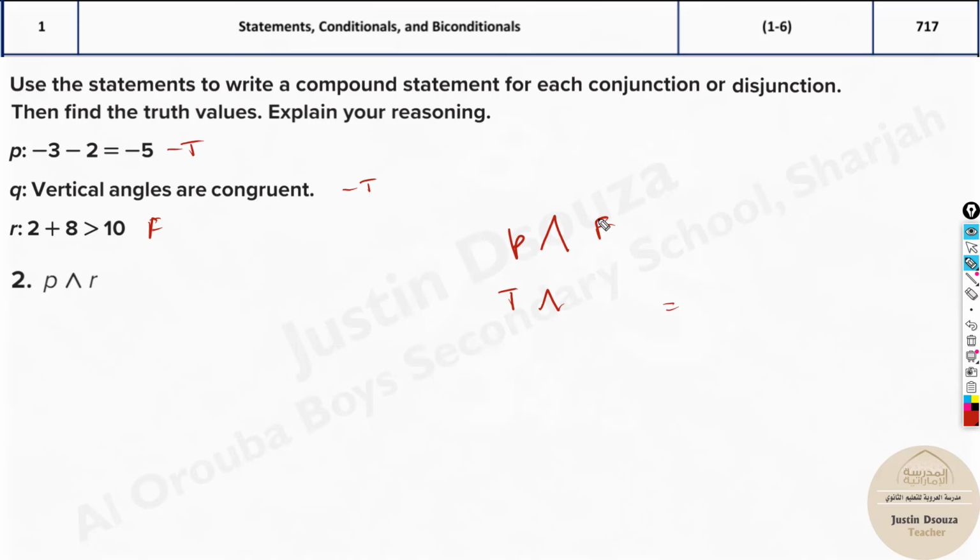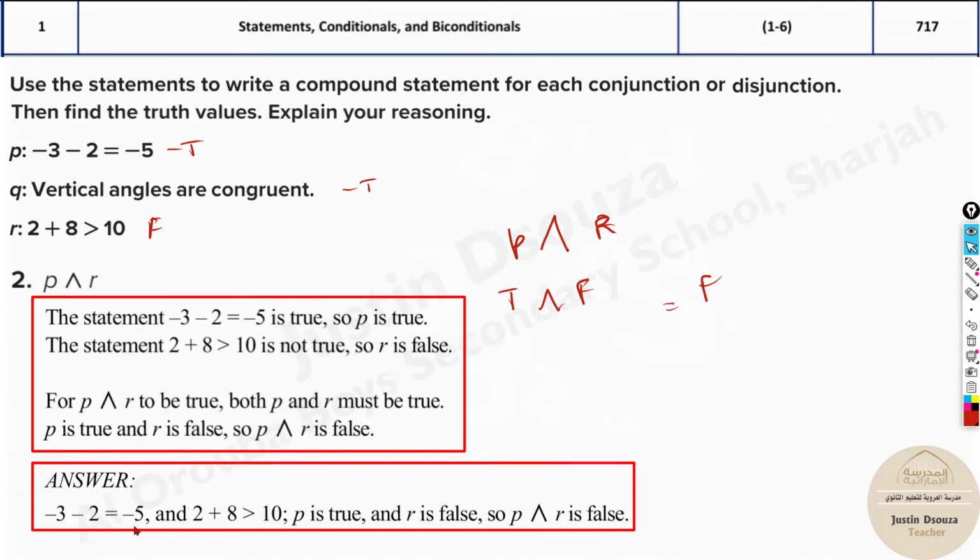So this is R, it is false. If one is false in an AND statement, it becomes false no matter what, even if it is a single one. If P or R is false, it's false. So here the final answer will be false. You can see the first statement is true and the second statement over here is false. So therefore, P and R is false.